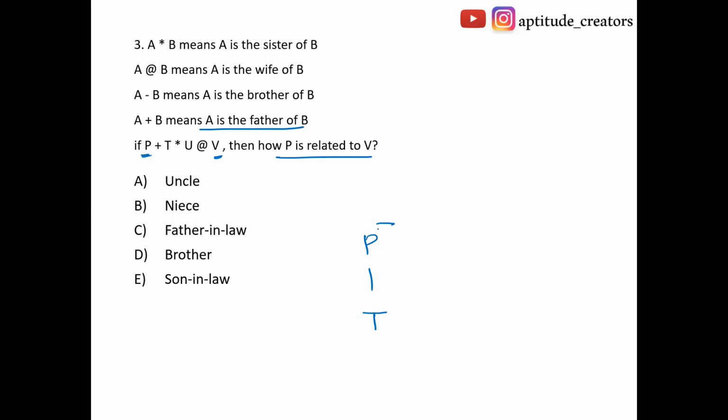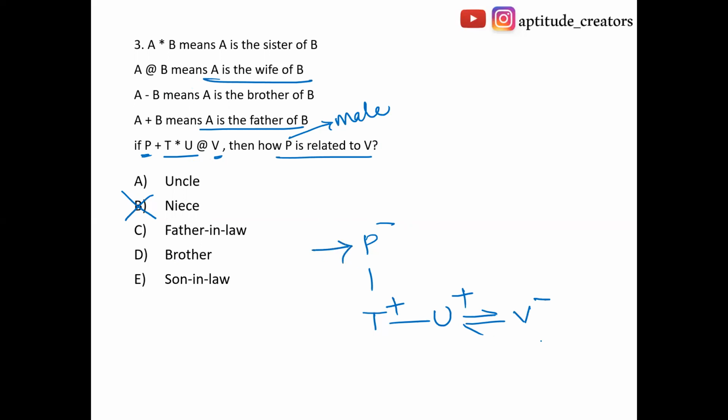Now, P is the father, means P is talking about a male person. Correct. Here P is a male person. Niece is not possible. Niece is a female person. Correct. Yes. Now, what is T into U? T is the sister of U. U at the rate V. U is the wife of V. Now, what is the question he's asking? How is P related to V?